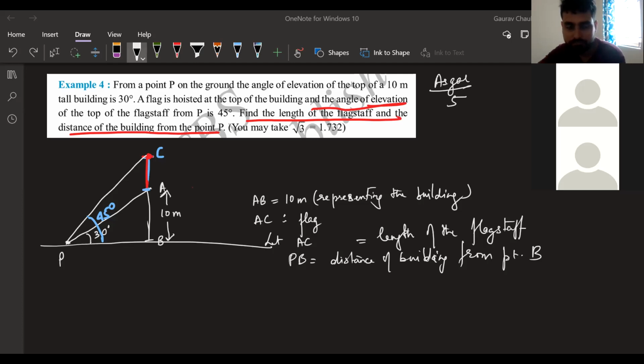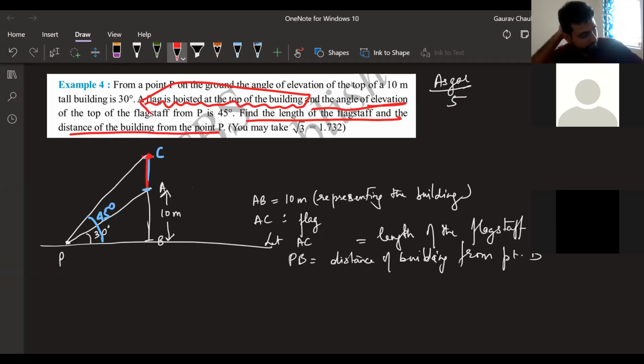Sir, with the diagram only, sir. Where is the confusion? Which part of the diagram are you not understanding? Sir, that CA part, sir. CA part? CA is a flag on top of the building, right? A flag is hoisted on top of the building. Sir, above the building, the height of the flag, sir. When a flag is put on top of the building, where will the flag height be?